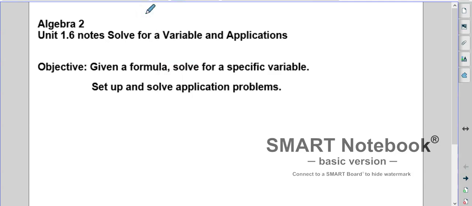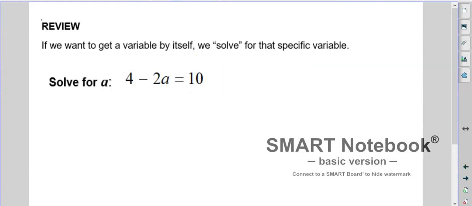All right, 1.6, the last section of Unit 1, solving for a variable and applications. So our objective is, given the formula, to solve for a different variable, and also do application problems. If we want to get the variable by itself, which we've been doing for a while, we need to get this alone.